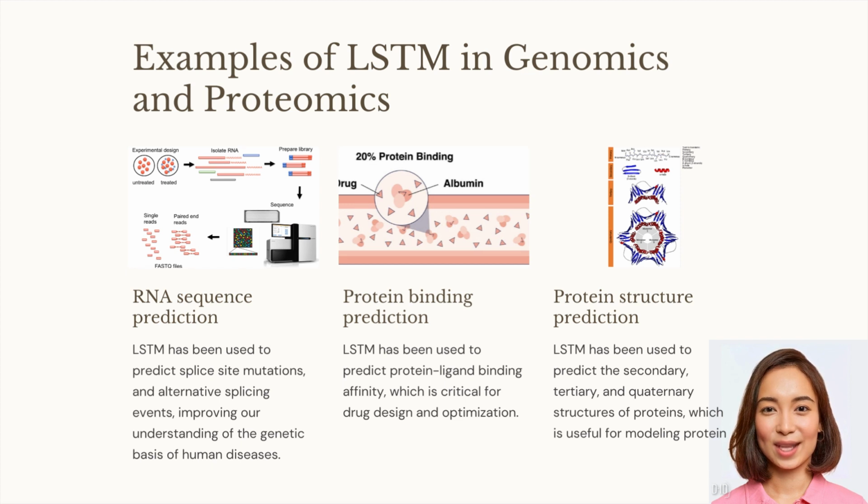Examples of LSTM in genomics and proteomics. RNA sequence prediction. LSTM has been used to predict splice site mutations and alternative splicing events, improving our understanding of the genetic basis of human diseases. Protein binding prediction. LSTM has been used to predict protein ligand binding affinity, which is critical for drug design and optimization. Protein structure prediction. LSTM has been used to predict the secondary, tertiary, and quaternary structures of proteins, which is useful for modeling protein functions.